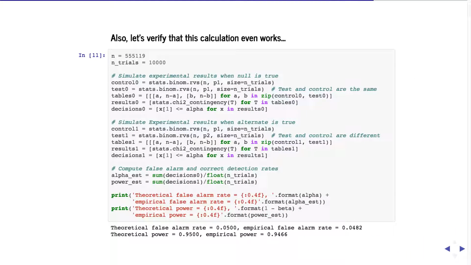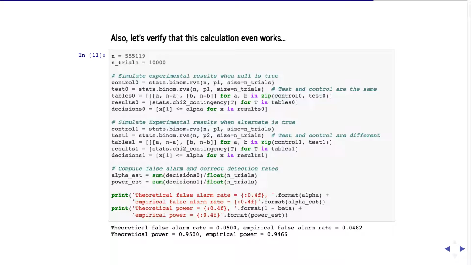So one thing you can do just to show that this stuff actually works is empirically compute this, right? Sometimes you're going to get lucky, sometimes you won't, but on average. So this is just an example of saying if I really had that P1 and P2, I can go through and simulate actual outcomes for control and test when they're the same under the null, compute the contingency tables, make decisions, do the same thing when they're different, compute the contingency tables, make some decisions, and then compute how often I had false alarms and correct detections.